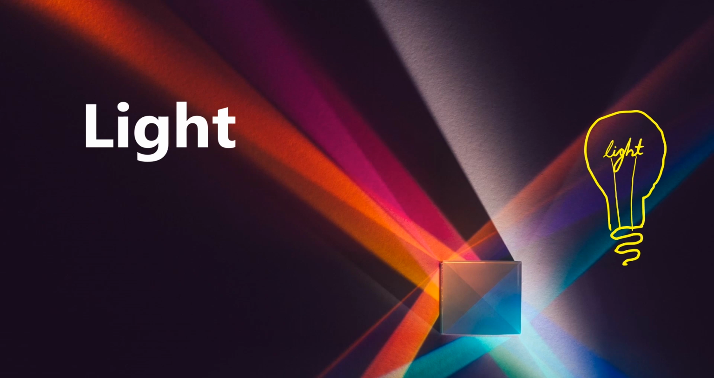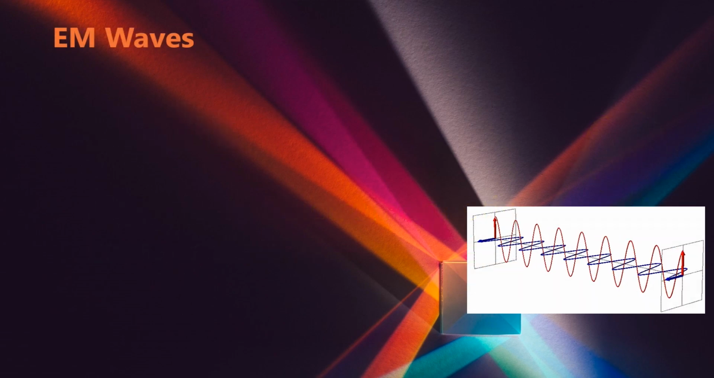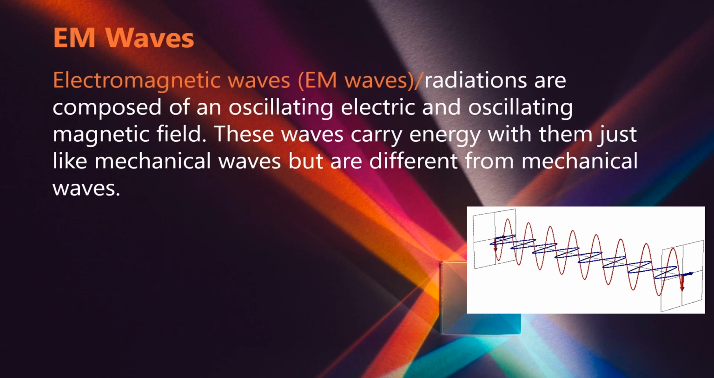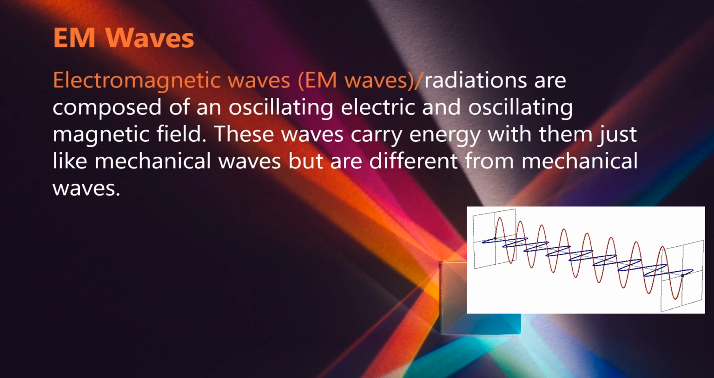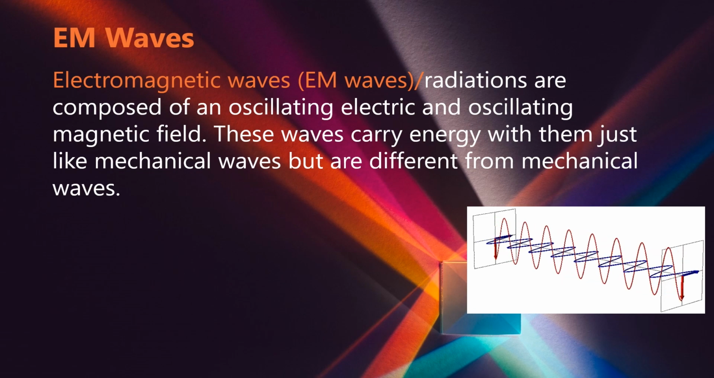Okay, so let's start with light. Light is an electromagnetic wave. We can also say it is an electromagnetic radiation. What are electromagnetic radiations? Well, they are composed of oscillating electric and oscillating magnetic field. I am not going to go into details.